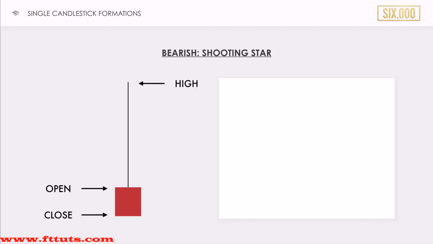So price in this situation has the open price. Price is pushed up by buyers, indicating that this uptrend is going to continue, creating the high price. But during that price session, sellers managed to regain control and push the price back below the open price to create the close at the bottom here. So the shooting star candle looks identical to the inverted hammer candlestick.